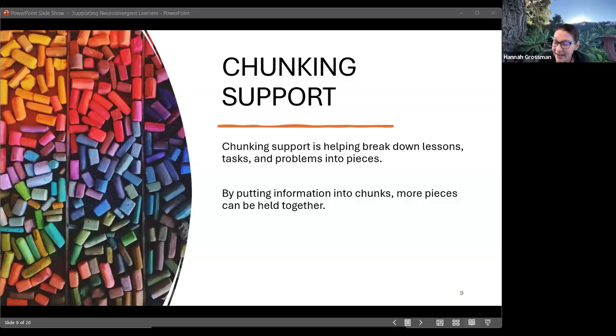So the next universal support I'm going to talk about is chunking support. Chunking is a cognitive load idea in that if we're trying to memorize separate units of information, we are going to be able to hold fewer pieces of information in our heads than if we put information into groups and hold that information in groups in our head.